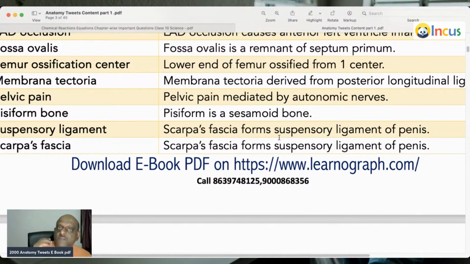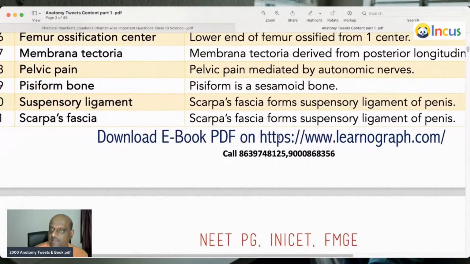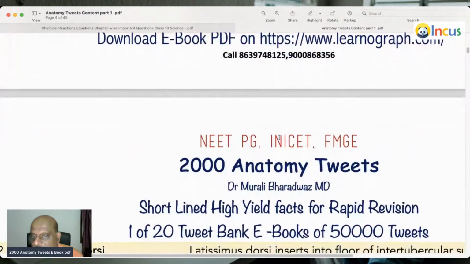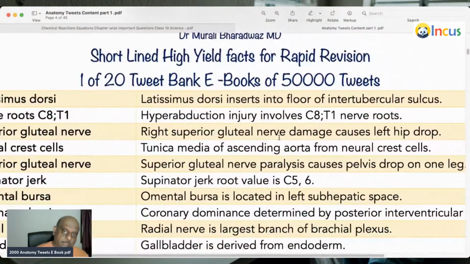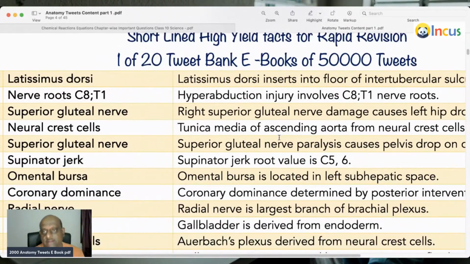So from where is the suspensory ligament of the penis formed? It is Scarpa's fascia. From where the suspensory ligament of the penis is formed is what you need to remember. Latissimus dorsi, serratus anterior. What is their nerve supply? You should be very sure. Latissimus dorsi inserts into the floor of the intertubercular sulcus. Latissimus dorsi insertion is very important.